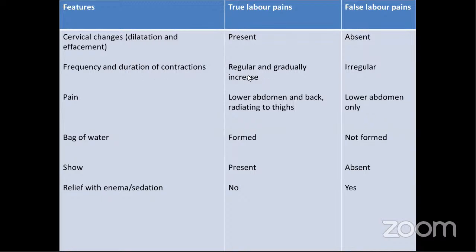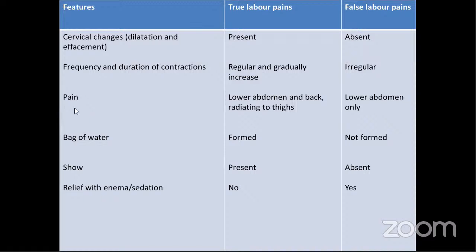Next is the frequency and duration of contractions. In true labor pains, the contractions are regular and they gradually increase in frequency, intensity, as well as duration. All three parameters of a contraction are supposed to increase over a period of time if the patient is in true labor. The duration is the period for which the contraction lasts. These three parameters are important to observe, and they have to increase in true labor pains, whereas they are very irregular or not at all present in false labor pains.